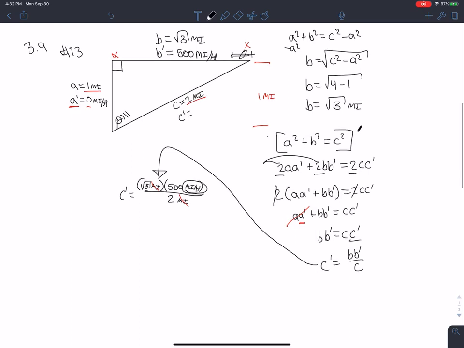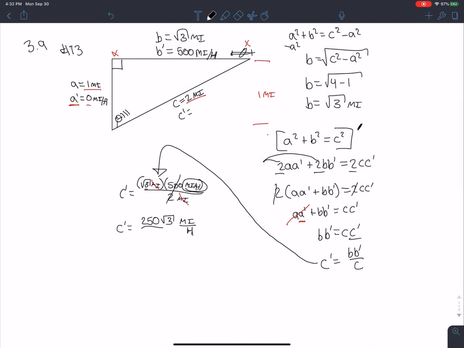500 over 2 is 250. The square root of 3 is kept. This is our simplified version. This cancels and becomes the 250, and this tacks on the end here and we get miles per hour. So c prime, the rate at which the plane is moving away from the radar station, is occurring at 250 square root of 3 miles per hour. I hope this helped.